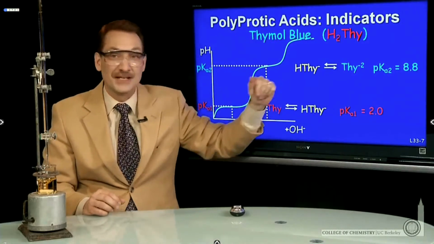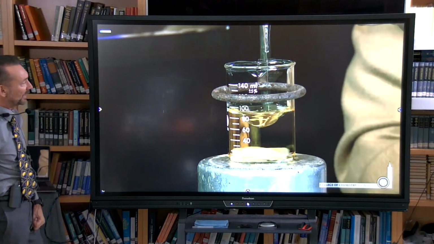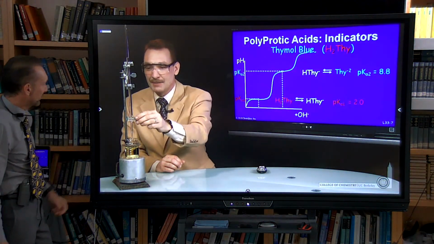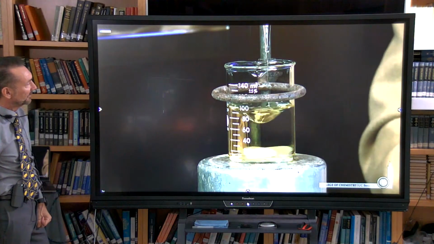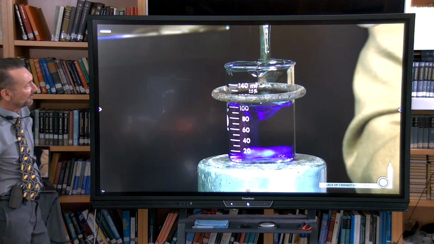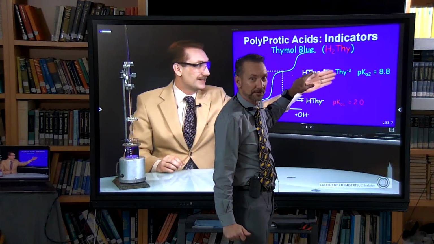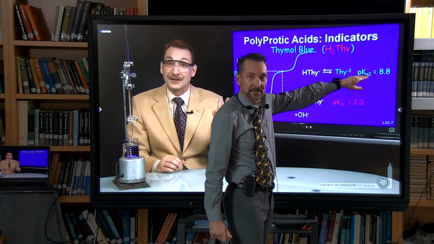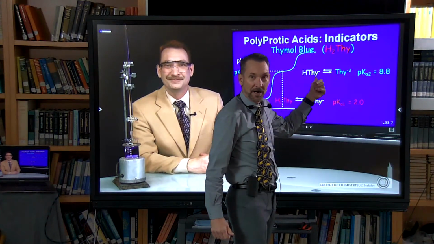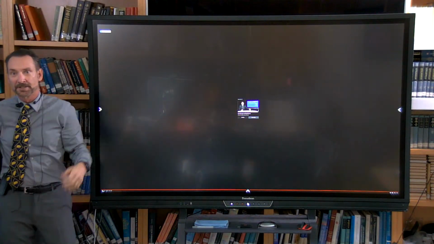For full yellow, I'm in between now 2 and 8. And now I'm going to add a lot more base to get from 2 up past 8. So you can see I'm just letting it run in there because I got a lot of pH to go. But there it goes. It turns blue when I have a pH that is high enough to pull that proton off. I have to be above pH 8 to get it halfway off, and pH 9 or 10 to get it all the way off and make the blue form. Okay, so think of those titrations, the pHs, and pulling off the various protons.